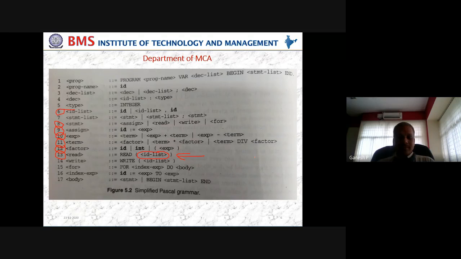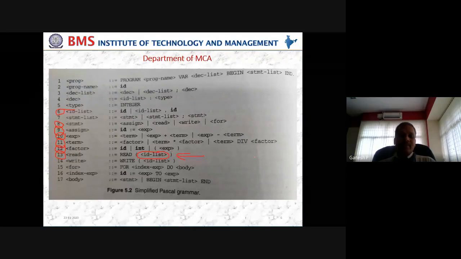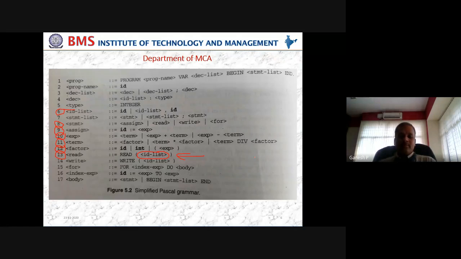We already saw that something enclosed within angle brackets is a non-terminal, meaning that it can be further defined. If it is a terminal, it is not enclosed in angle brackets, meaning that is the end, a leaf node in the parse tree. So leaf nodes in the parse tree are terminal symbols which are not enclosed in angle brackets. If something is enclosed in angle brackets, that is not the end, it can be further divided. So if you look at line number 13, the read statement on the right hand side is defined as capital READ within parenthesis ID list, where ID list is a non-terminal symbol, meaning that it has one more definition somewhere on the left side. You have to see from the top where ID list is.